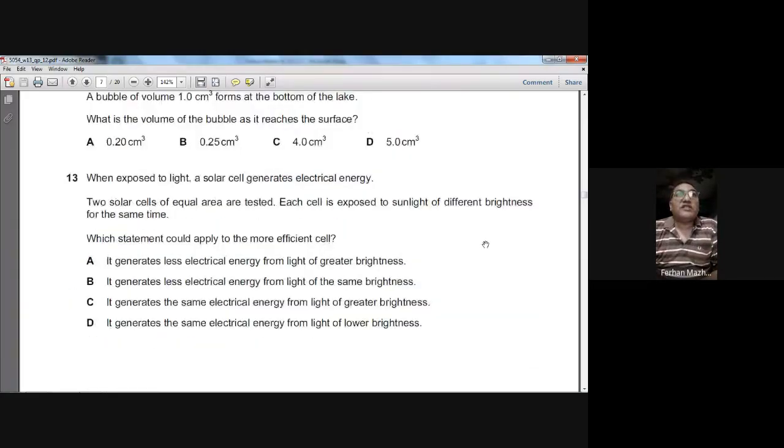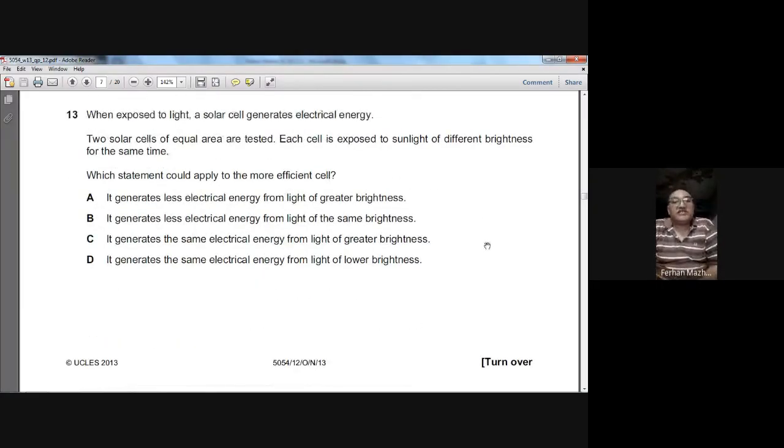Okay, so we are moving to the next question. Question number 13, sir, is on your screen. When exposed to light, a solar cell generates electrical energy. 2 solar cells of equal area are tested. Each cell is exposed to sunlight of different brightness for the same time. Which statement could apply to the more efficient cell?